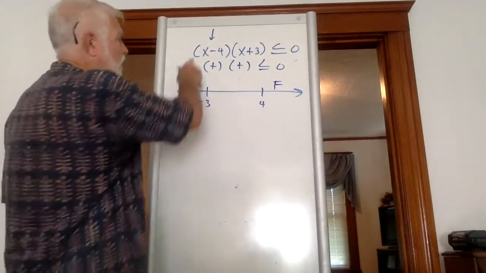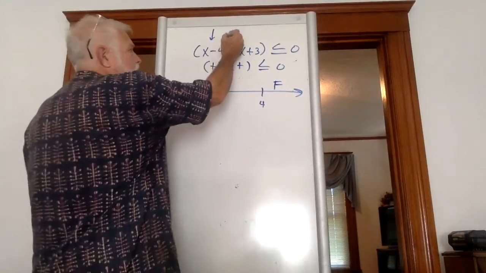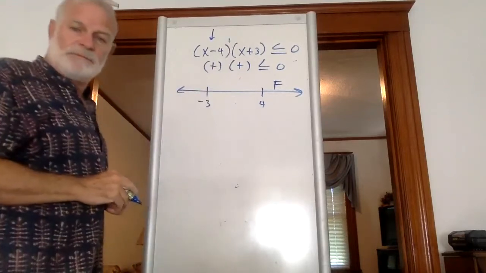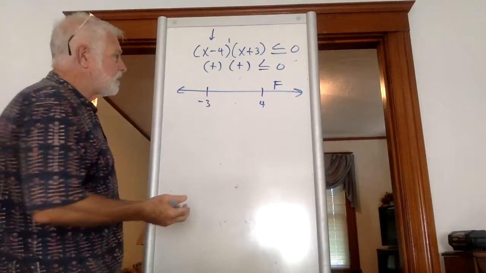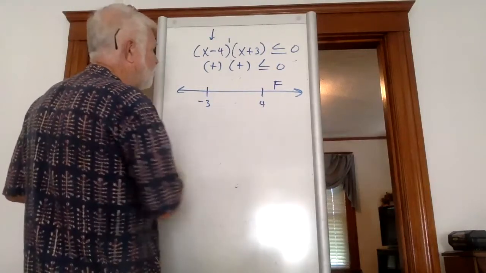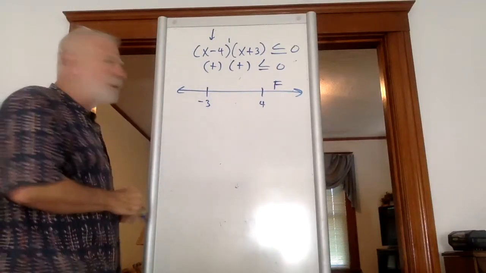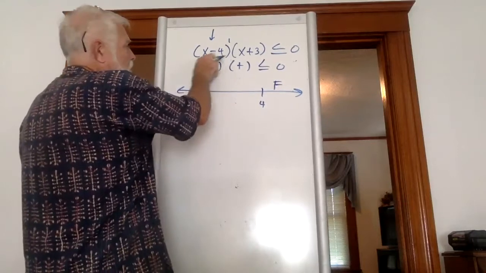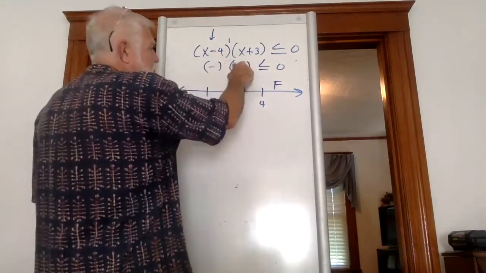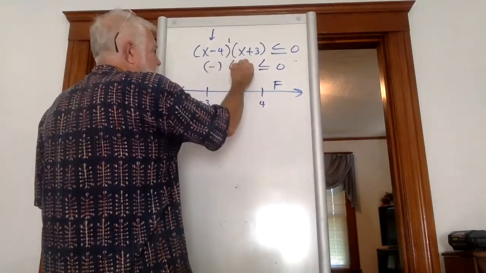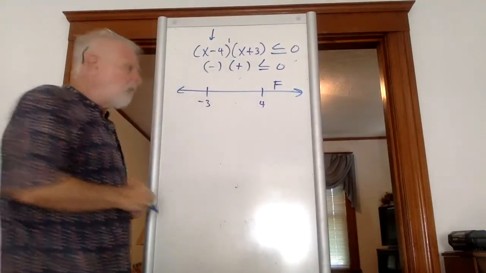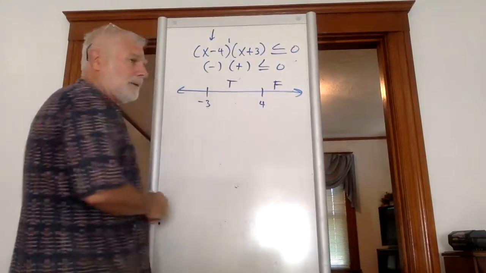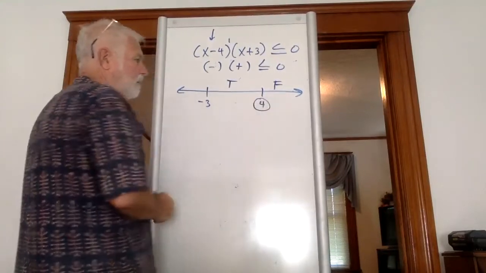Well, what happens at the number 4? This is to the first power. We just looked at that problem a minute ago, x minus 5. You get a sign change. So now when I put in a number between negative 3 and 4, how about we put in a 0? Put in a 0, you get negative. Is a negative times a positive less than or equal to 0? Absolutely.